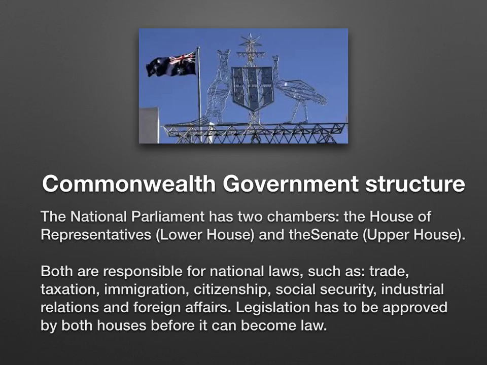The structure has 2 chambers, the House of Representatives, which is the lower house, and the Senate, the upper house. Both are responsible for national laws, such as those on trade, taxation, etc. The legislation has to be approved by both houses before it can become law. And that's a safety mechanism. It can sometimes be frustrating for governments because it's hard to get laws or changes through.